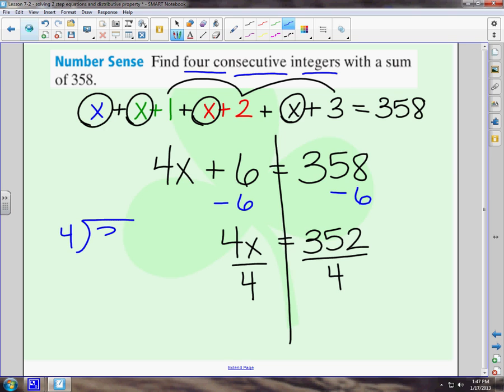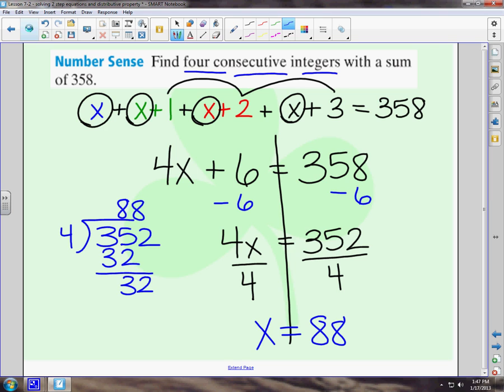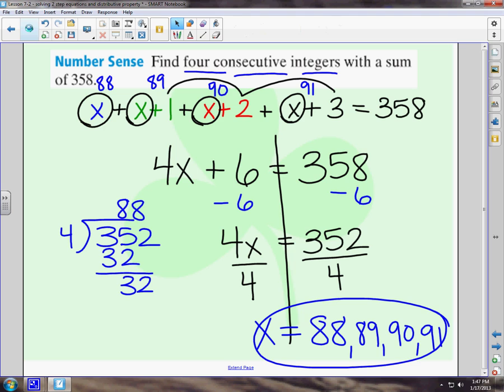So 352 divided by 4. 4 goes into 35 8 times. That's 32. And then I have 32 down here, so it's 8. So my first number is 88. And then 88 would be x right here. x plus 1 is 89. x plus 2 is 90. And x plus 3 is 91. So my answer is 88, 89, 90, 91. And you could add them up and make sure that they equal 358.